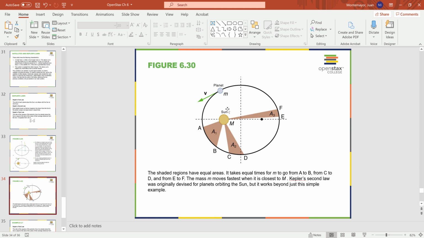So as you can see here, this planet here, this little m, moves the fastest while it's closest to the sun. That's why it covers more area here. Now, the farther it is, the longer it takes to cover that same area.